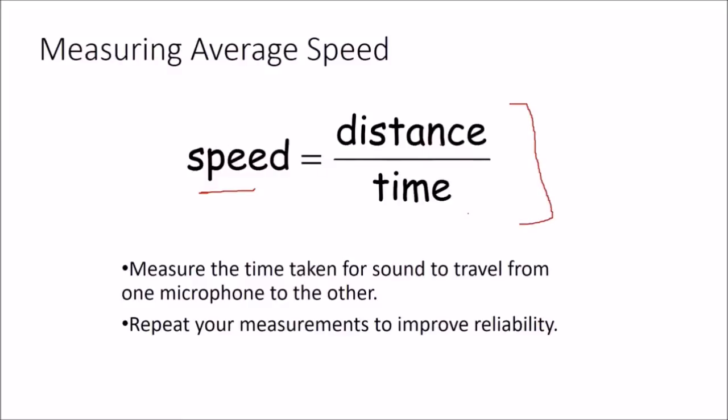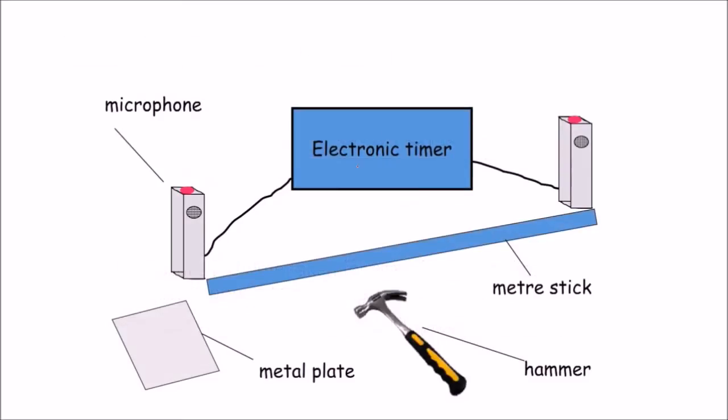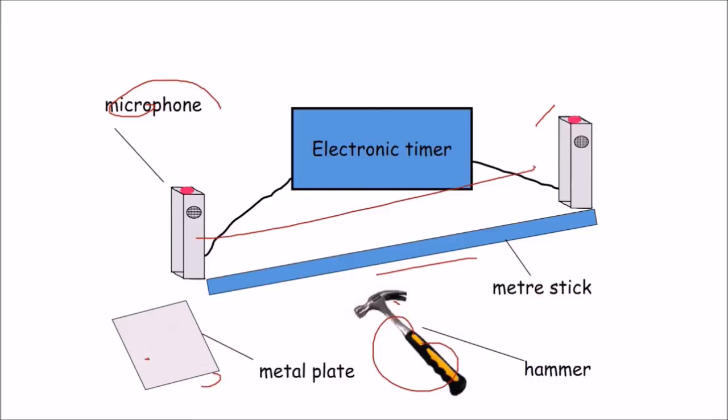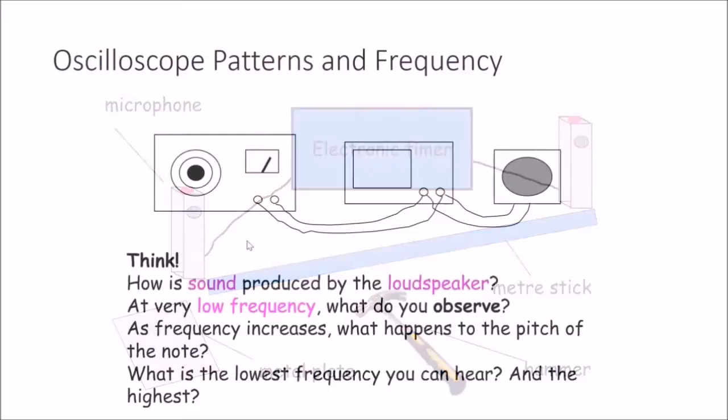We measure the time taken for sound to travel from one microphone to another, and we can repeat the measurements to improve the reliability. So, we have a microphone, we have electronic timers in these microphones, and a meter stick, just a hammer, and a metal plate. We hit on the metal plate and try to find out the time.